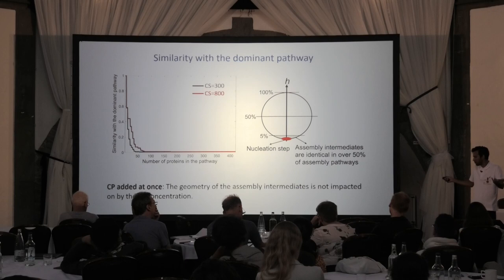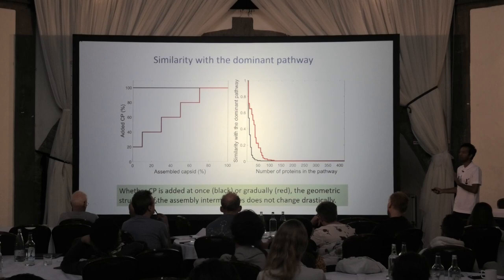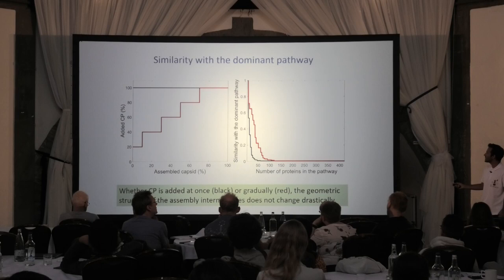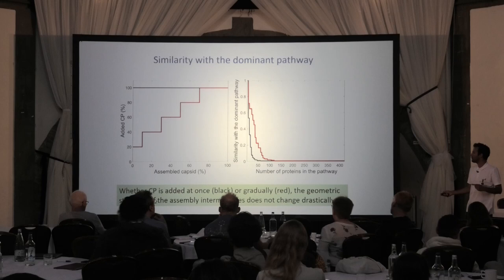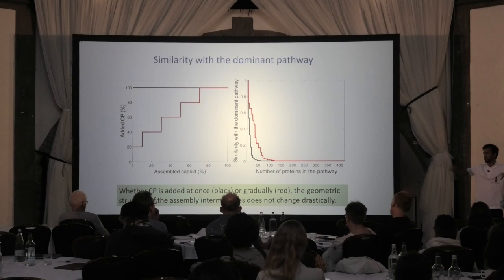Then we thought that, okay, now let's add coat protein gradually to our system and then see what happens. So the black shows the case that the coat protein is already in the system, and red shows the case that as the capsid is getting assembled, we are adding coat protein to our system. So this again shows the similarity with the dominant pathway. It gets better, but you could say that it improves by almost a factor of two. You remember there, 50% was around 5%, but now 50% is around 10%. So it takes 10% of the capsid to start going around, really diverse through many pathways.